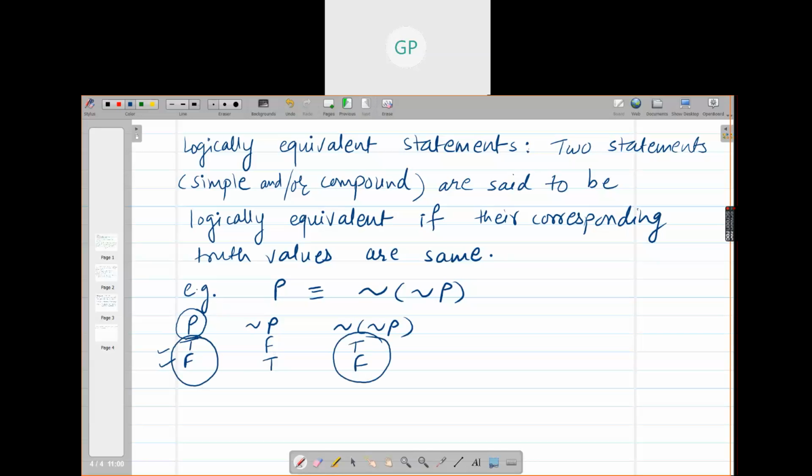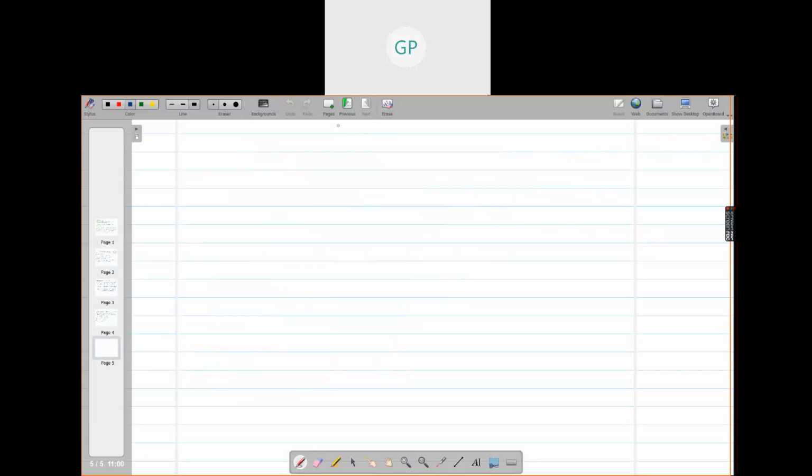So see, these two are logically equivalent statements, and these statements help us to prove certain results. So this logically equivalent statements concept is important.